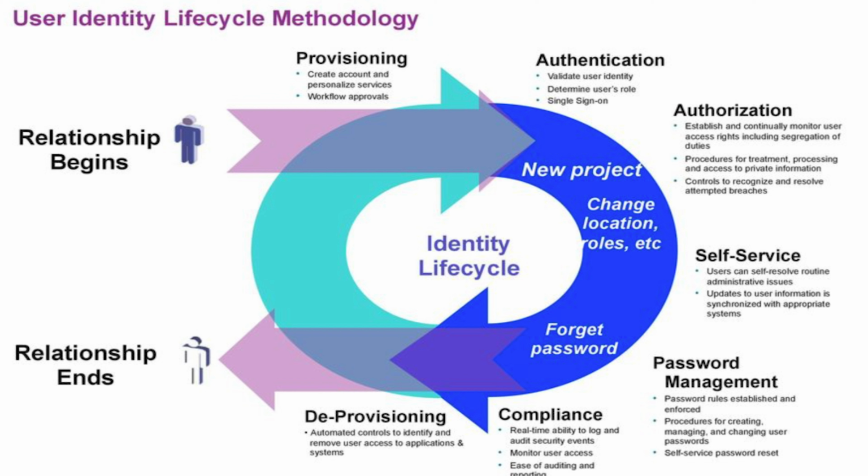Compliance and governance defines the organization's IAM guidelines to write rules and policies, with real-time ability to log and audit security events, monitor user access, and ease of auditing and reporting. It also carries out a routine reconciliation process of access controls. And finally, during the deprovisioning stage, it automates controls to identify and revoke user access to enterprise applications and systems.